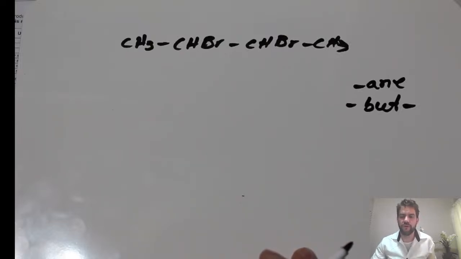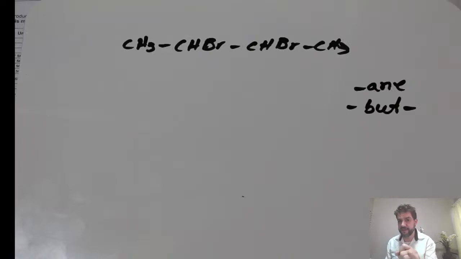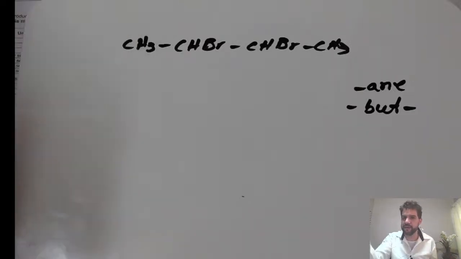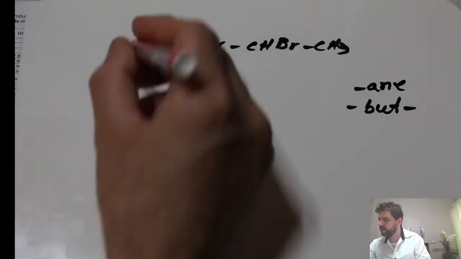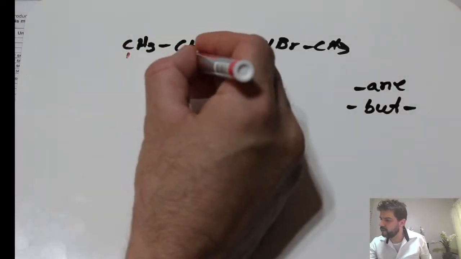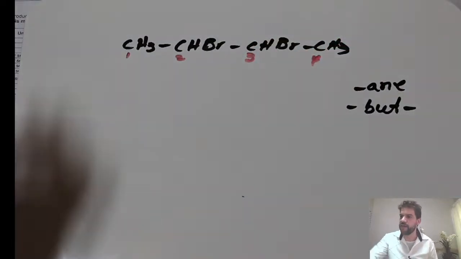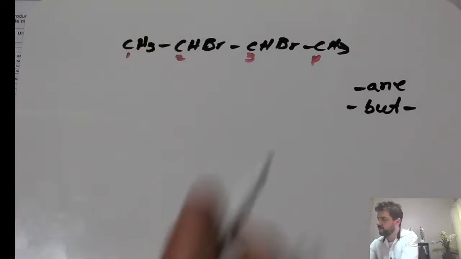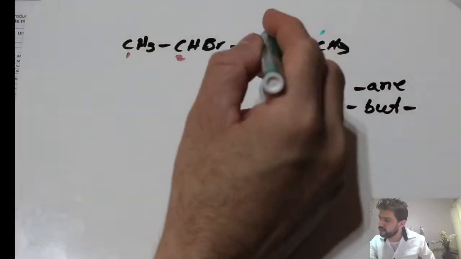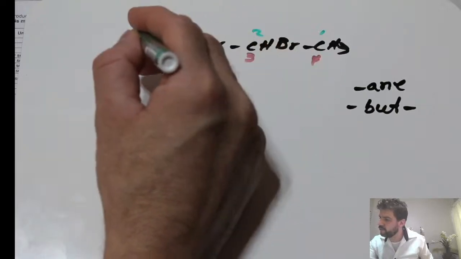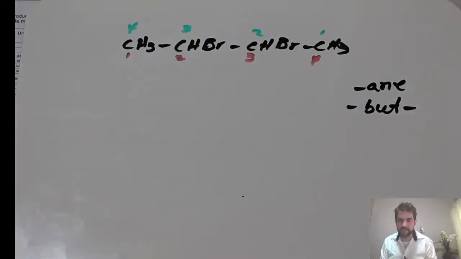Okay, we look for the functional group. In this case it is halogen, but remember, when you have a haloalkane, it doesn't have priority, so it doesn't matter which end you start to count. If you start from the left, we have carbon 1, 2, 3, and 4. If you start from the right, this will be 1, 2, 3, and 4. So the halogens are in the same position. It means it doesn't matter which side you decide to start counting from.